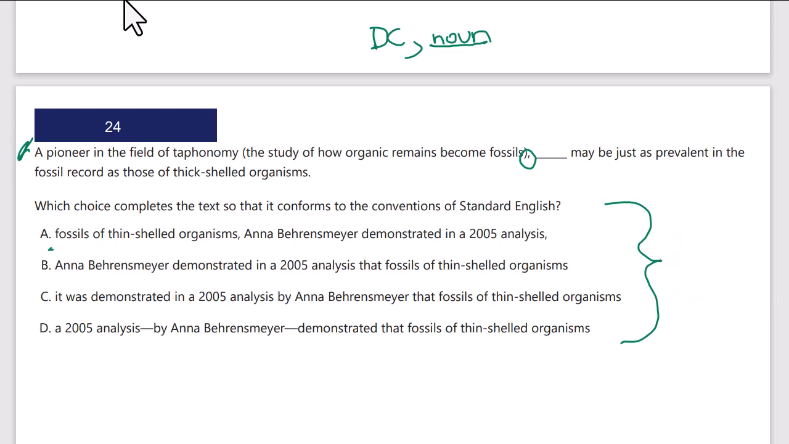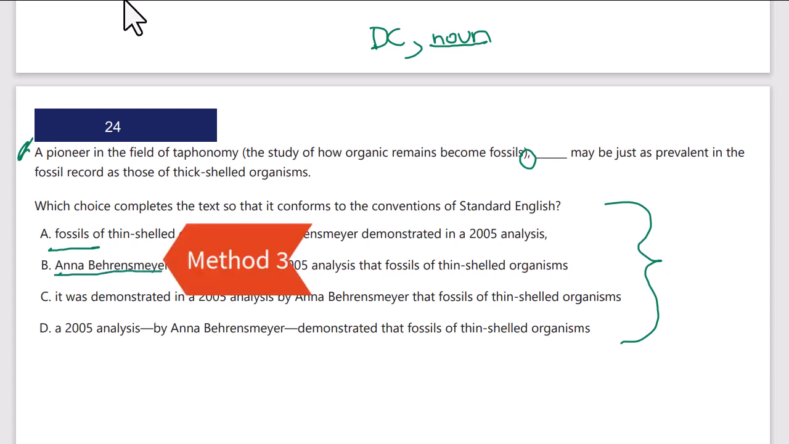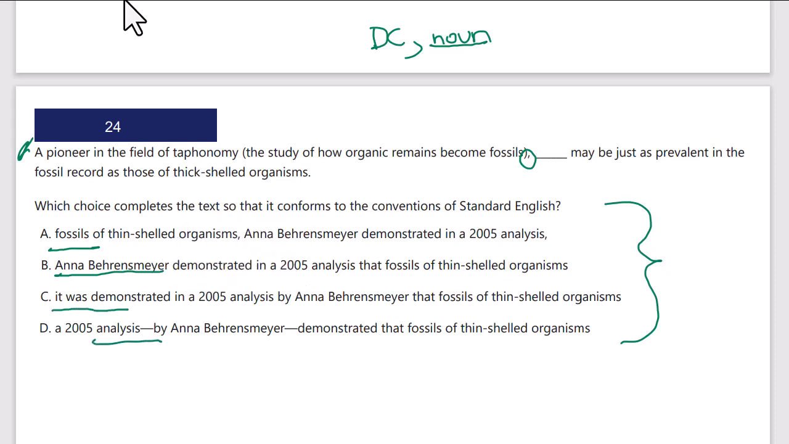Another way to notice that this is a modifier question is the answers all begin with nouns: fossils, Anna Berensmeyer, analysis. And then we always get this strange, unusual sentence. It's usually passive, and it's not a noun, and it's therefore never the right answer. Occasionally we see a possessive answer. And again, these are all ways to confirm that you're looking at a modifier type question. So once we've identified the question among our various grammar questions, how do we go about solving it?